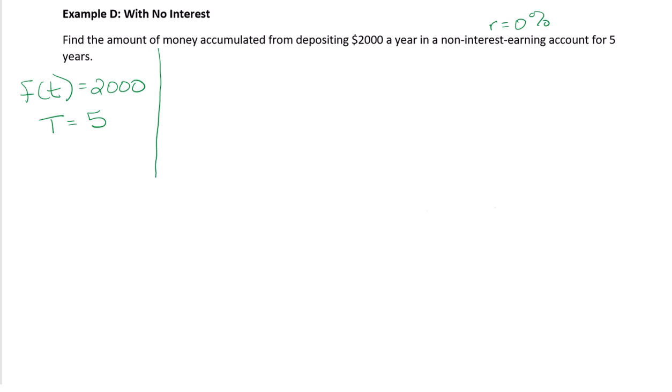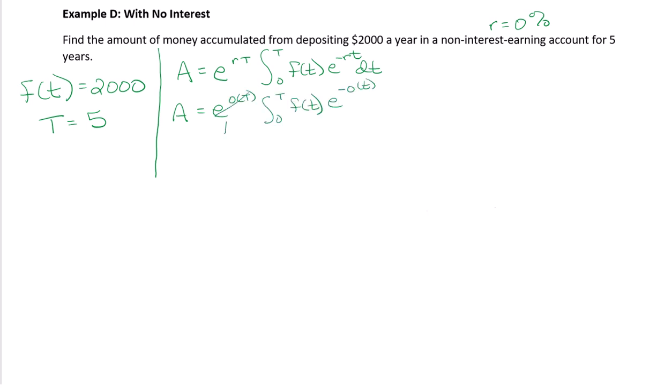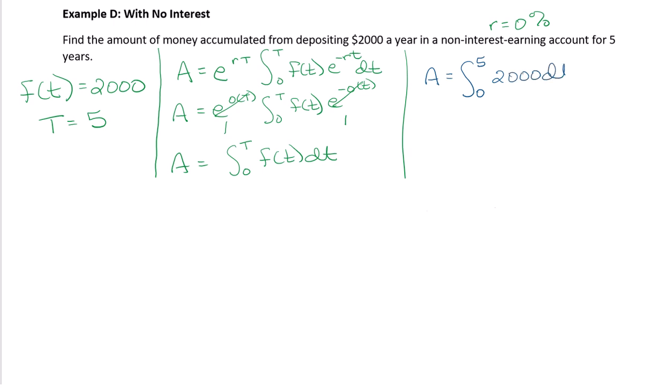If we're looking just at the function, where A equals e to the r capital T times the integral from 0 to capital T of f(t) e to the negative r little t dt, and if we plug in 0 everywhere there is a rate, anything to the 0 power, remember, is 1. So we are just left with the integral from 0 to capital T of our income stream. So if we plug in the parts that we know, our future value will be the integral from 0 to 5, for 5 years, of the income stream 2,000 dt.